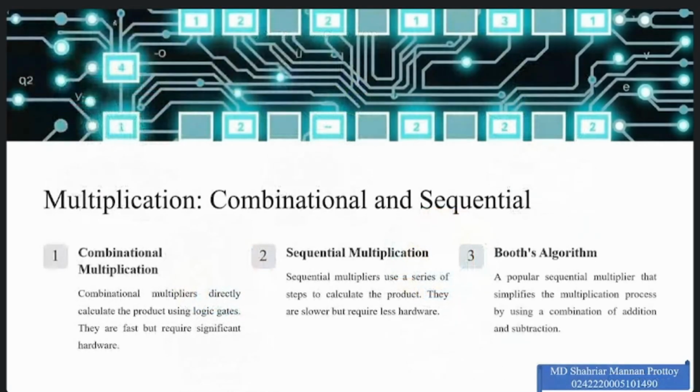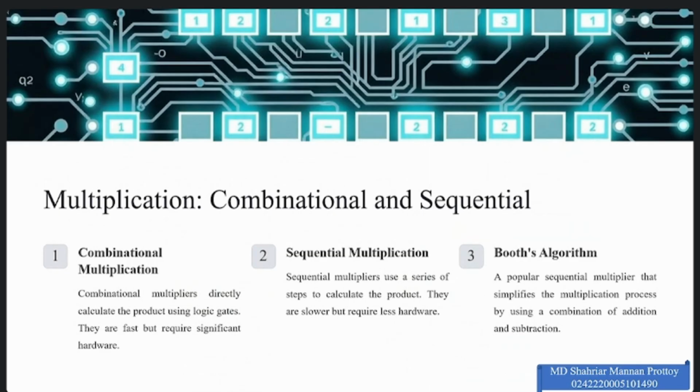So let's delve into the fascinating world of datapath. If we talk about datapath, the first topic that comes to mind is multiplication. Multiplications are of two types, combinational multiplication and sequential multiplication. Combinational multiplication directly calculates the product using logic gates. They are fast but require significant hardware.